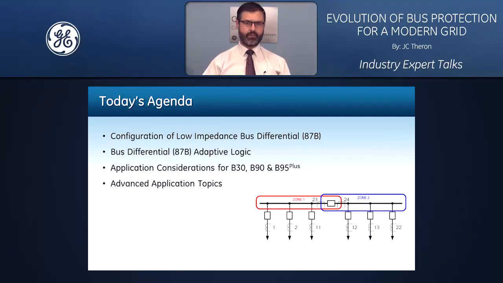In today's agenda, we'll have a look at the configuration of the low impedance bus differential zone and specifically the meaning of each of the settings that's important to define this zone. Then we'll have a look at the adaptive logic of the bus differential and how it works. Then we'll cover application considerations for the B30, the B90, and the B95 Plus, and we'll have a look at the differences and the comparisons between the different devices. Then we'll end the webinar with some advanced application topics such as isolator monitoring and in-fault protection.